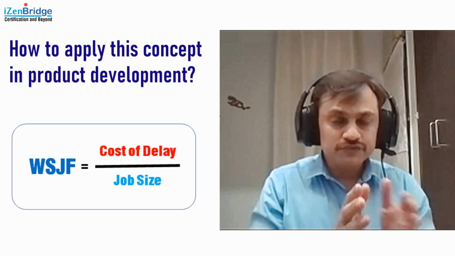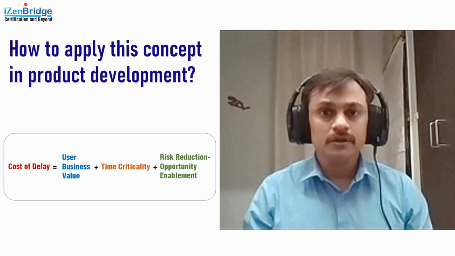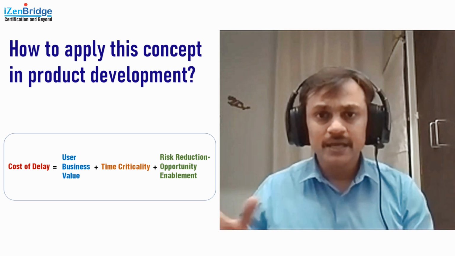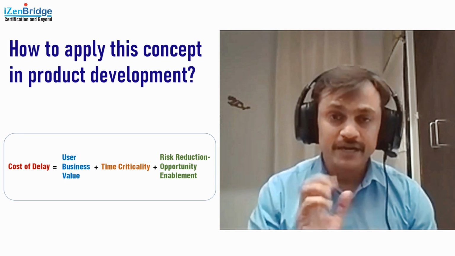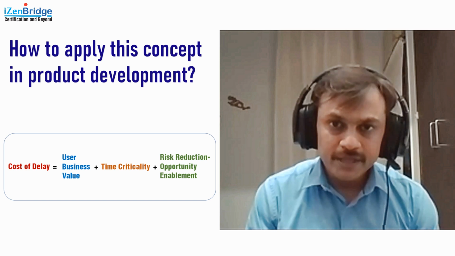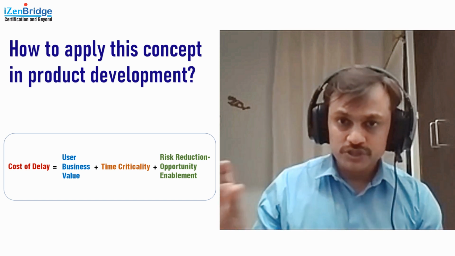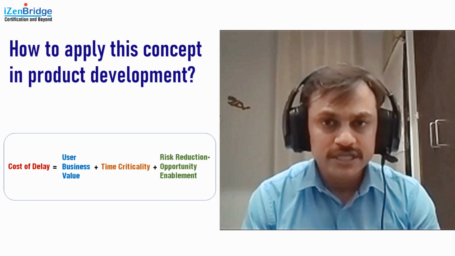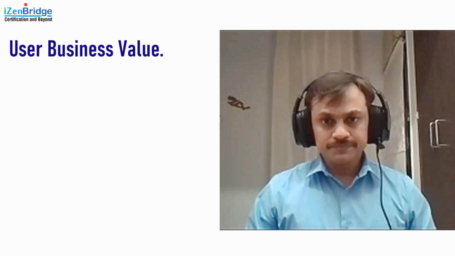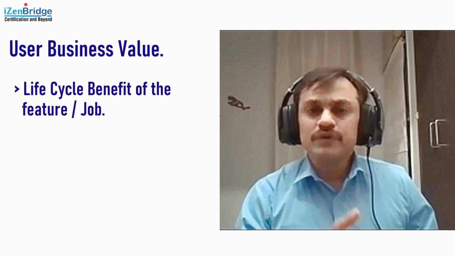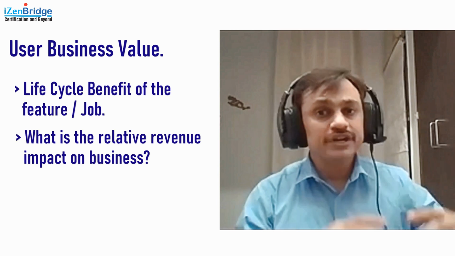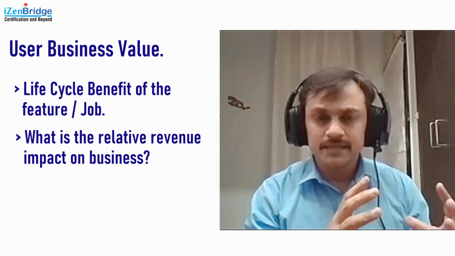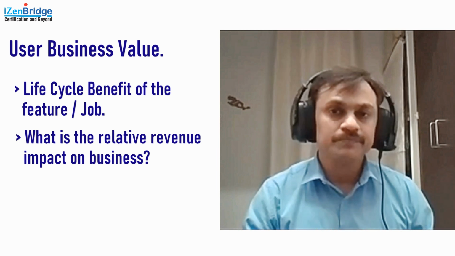And the cost of delay is further looked into 3 dimensions: business value, time criticality, and risk reduction and opportunity enablement. These 3 dimensions help us in finding out cost of delay. Let's look into all these 3 dimensions one by one, and then we do a small sample case to understand this concept further. Business value. What is the lifetime business value of a particular feature? What kind of revenue are we going to get by doing something? That's the primary understanding of business value.